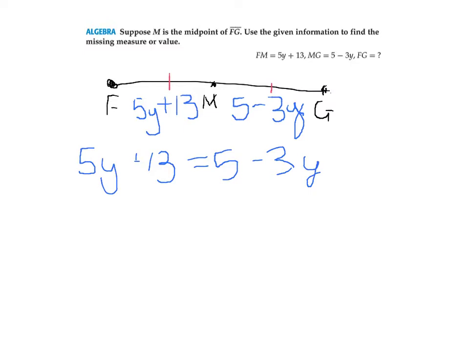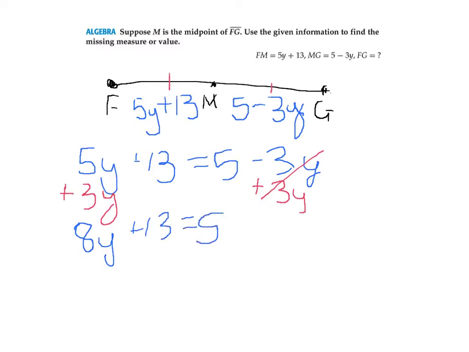Again, get all your y's on the same side, all your numbers on the other side. Try to make things positive. So I'm going to start by adding 3y on both sides to get all my y's on the left side, but they could go on the right side. The reason why I chose the left is because I'm going to end up with a positive number in front of y. And if I subtracted 5y from both sides, I ended up with a negative number. So here I end up with 8y plus 13 equals 5.